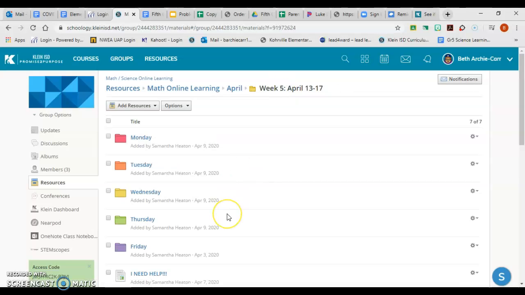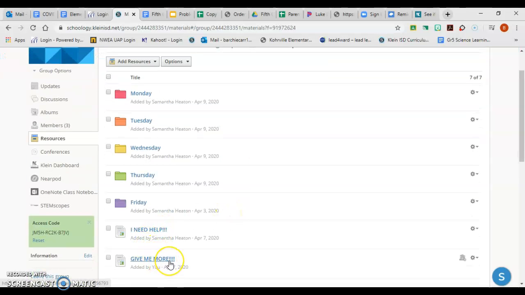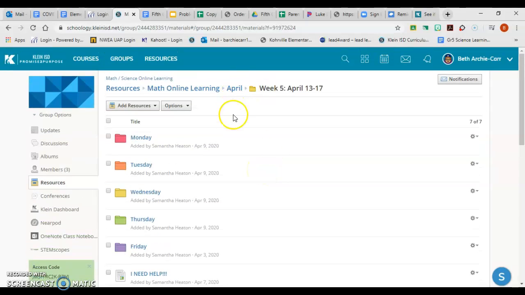And as usual, if you have not already taken care of your I need help or give me more options this week in case you need extra, then this would be a good time to do it. And then that is it for today.